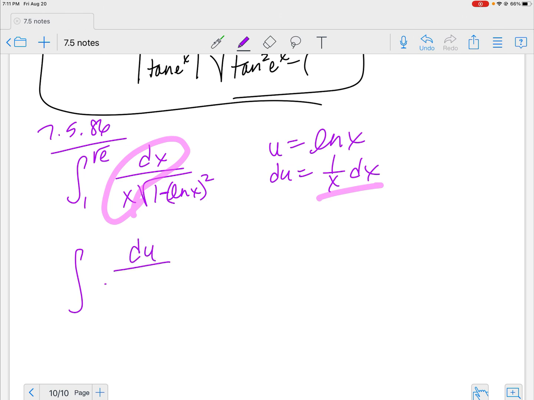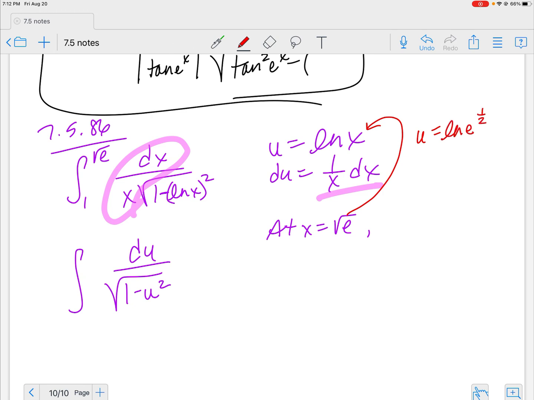We'll get our bounds here in just a second. But now du is going to be over the square root of 1 minus u squared. And that looks like a pattern we've seen before. Now change your bounds. At x is equal to the square root of e that I'm looking at. Remember, if I have something that's to the square root, that's the same thing as to the 1/2 power. So if you plug this in, that would be u is equal to the natural log of e to the 1/2. Natural log and e cancel out, and I'm just left with the 1/2, right? Get that algebra in there.